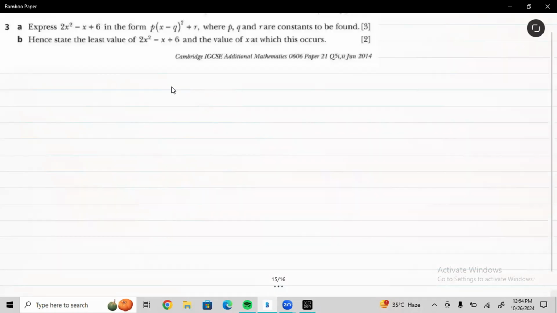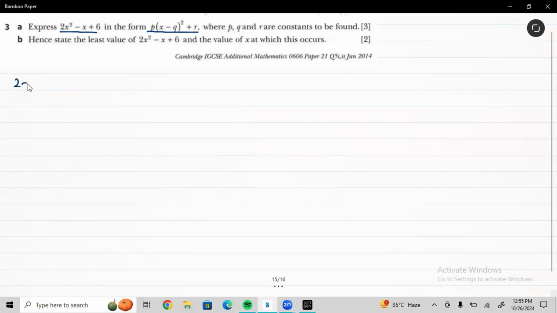For question number 3, what we are asked is to convert 2x squared minus x plus 6 into this form. When we see this form, we may say that we can do this by the completing the square method. Well, you can do that also, but I want to introduce you to another method, which is the comparison method. What we do is compare both of these equations.